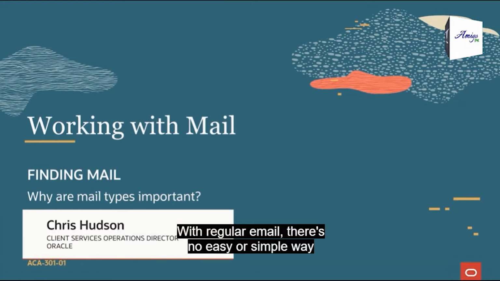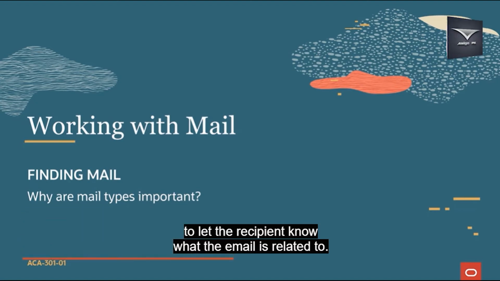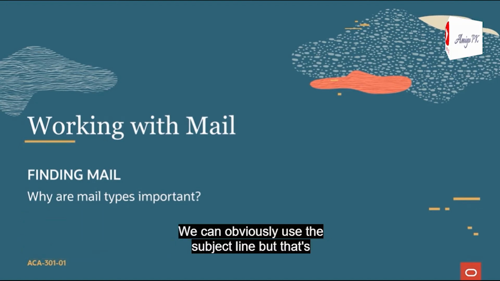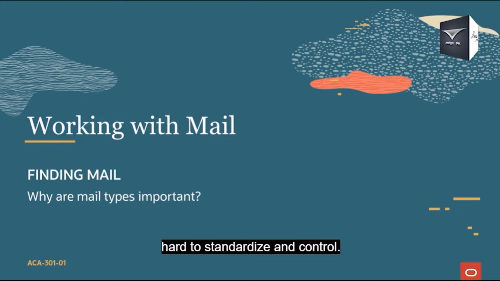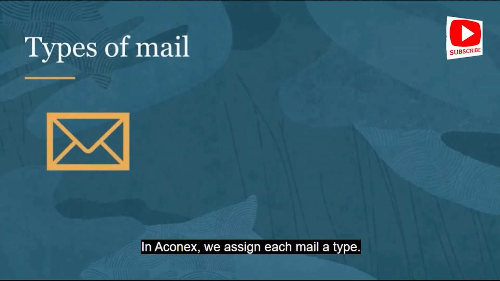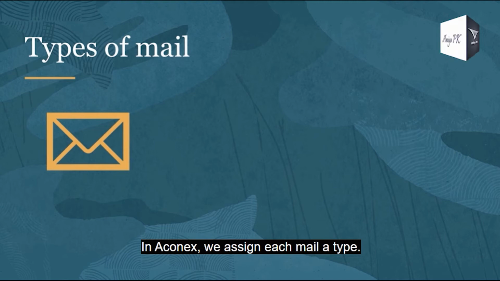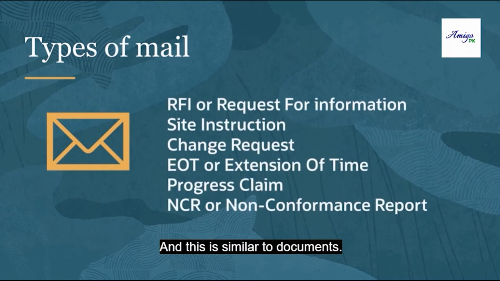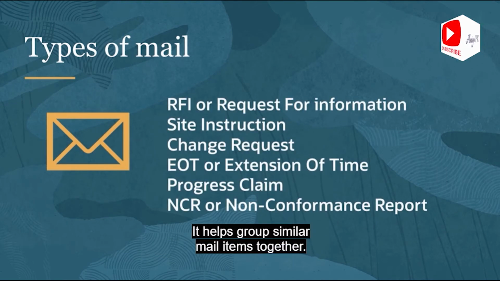With regular email, there's no easy or simple way to let the recipient know what the email is related to. We can obviously use the subject line, but that's hard to standardize and control. In Aconex, we assign each mail a type, and this is similar to documents. It helps group similar mail items together.